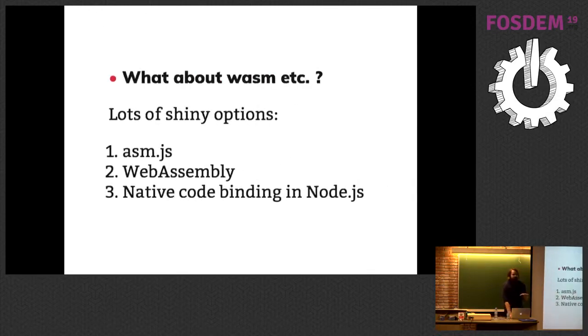Okay, and so last thing, what about WebAssembly and so on? Because we are like, oh yeah, JavaScript is so fast, but we have faster things. So you've got lots of shiny options. You have ASM.js, you've got WebAssembly, and in Node.js, for instance, you can just use native C++ code and optimize things.